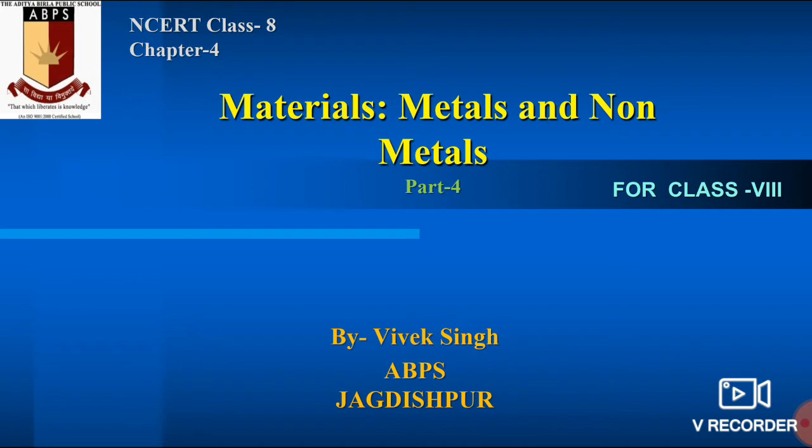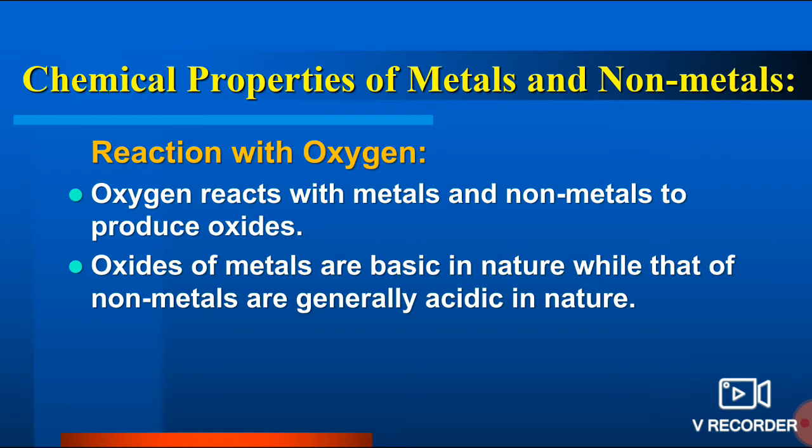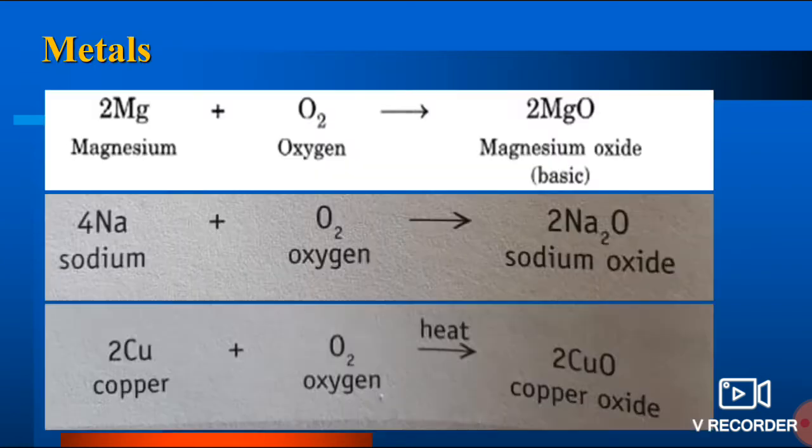This is part 4 for you, and in this particular part we are going to see certain chemical properties of metals and non-metals. So let's see how a metal reacts when there is a reaction between metal and oxygen, and non-metals and oxygen. Oxygen reacts with metals and non-metals to produce oxides. Oxides of metals are basic in nature, while those of non-metals are generally acidic in nature. We will test it, we will prove it, how these are basic and how these are acidic in nature.